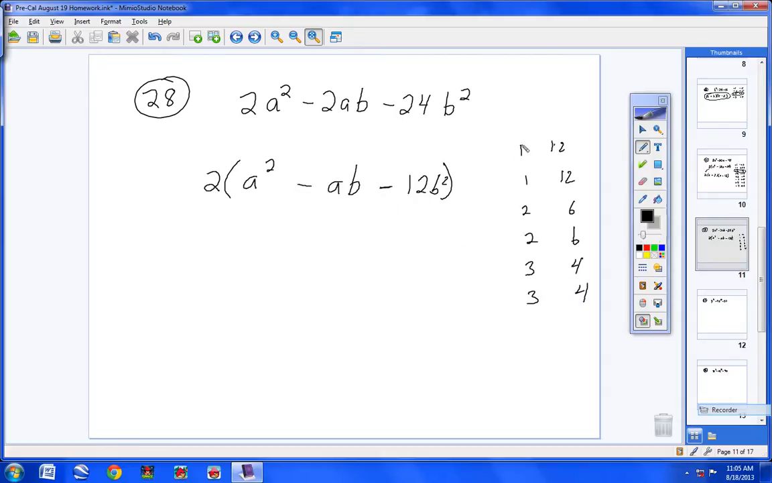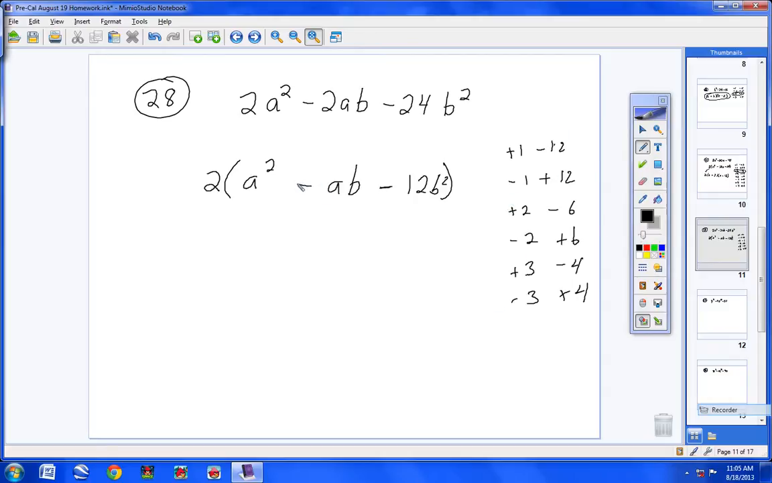Okay, so negative 12. A positive times a negative would give you a negative 12, and a negative times a positive would give you a negative 12. And we'll continue this pattern all the way through. Very good. Now, step 3 says choose one of your groups based on your middle term.